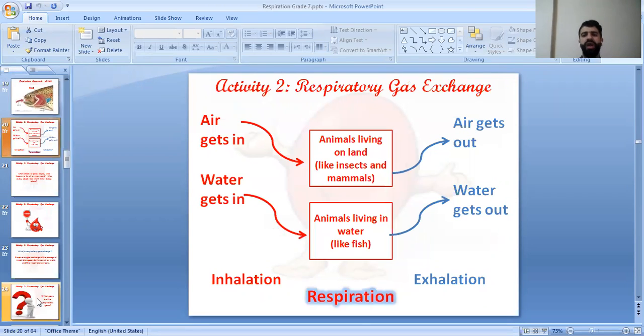Whenever we are talking about respiratory gas exchange, we are talking about air getting in for animals living on land like the insects and mammals, and the air getting out during exhalation. Water gets in for the animals that live in water, like the fish, for example, and the water gets out during exhalation. So whenever you say gets in, air in, water in, we are talking about inhalation. Out, outside the body, it's exhalation.